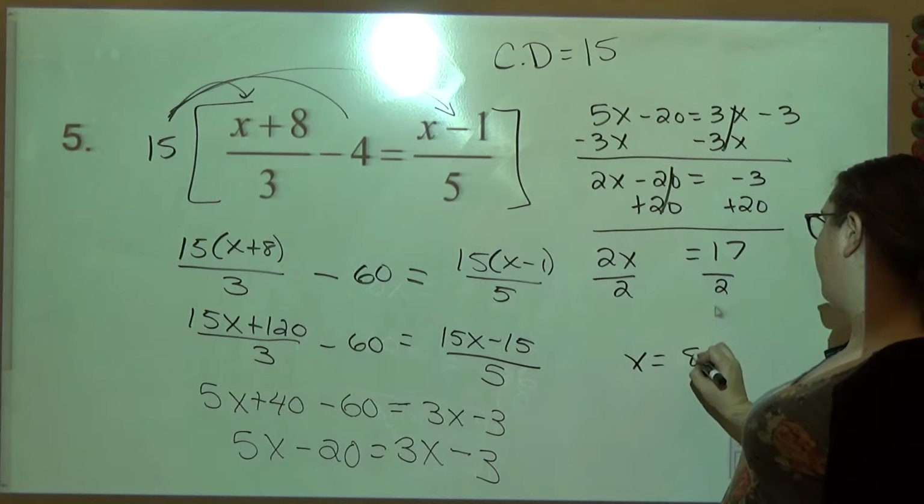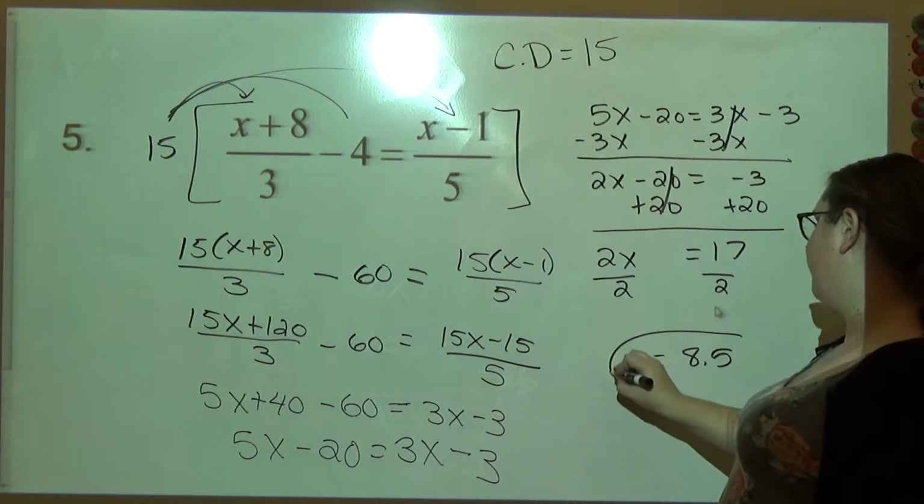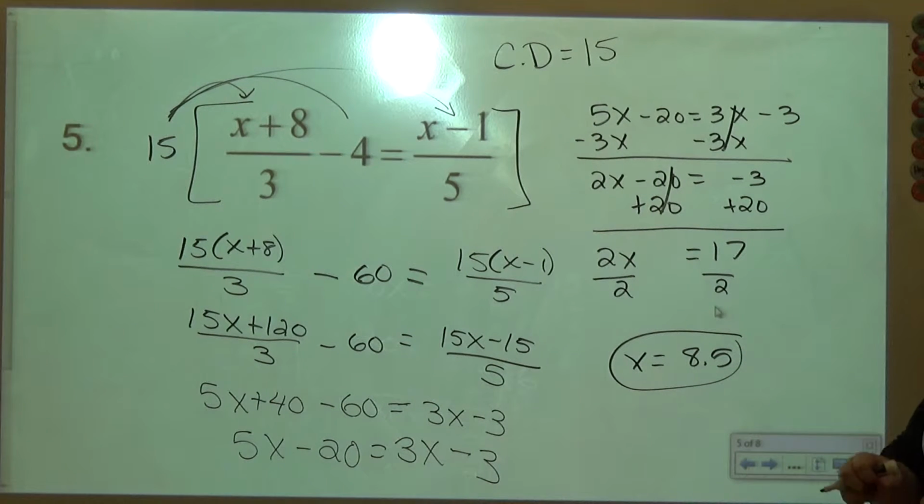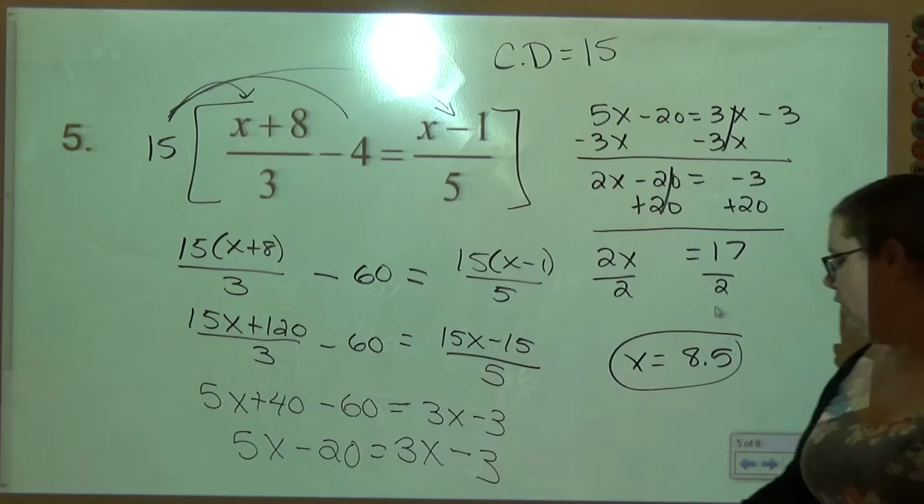It's 8 and a half. You could leave it 17 over 2. If it's a nice 0.5, I usually write it as 0.5. Alright, so that's number 5. Next one.